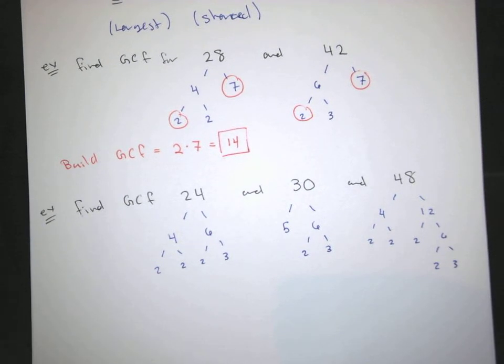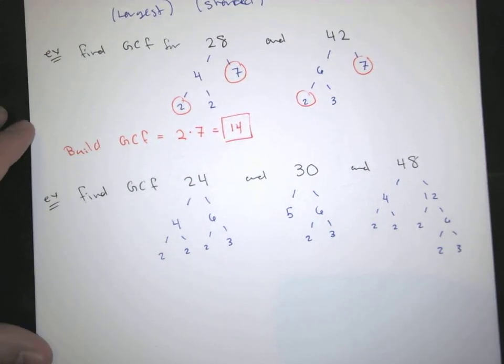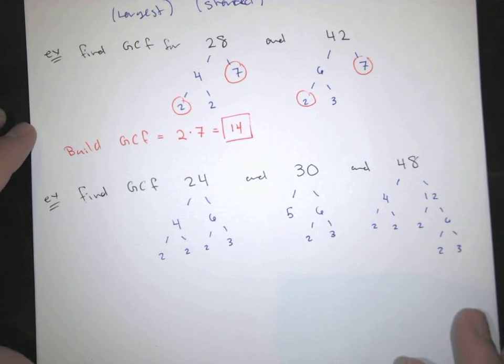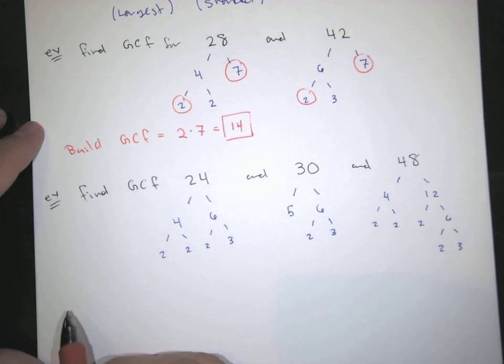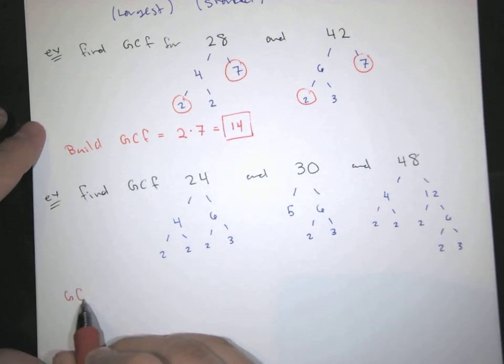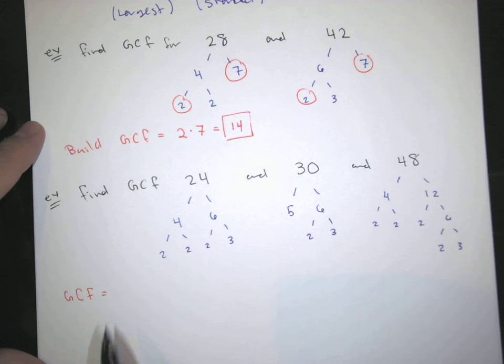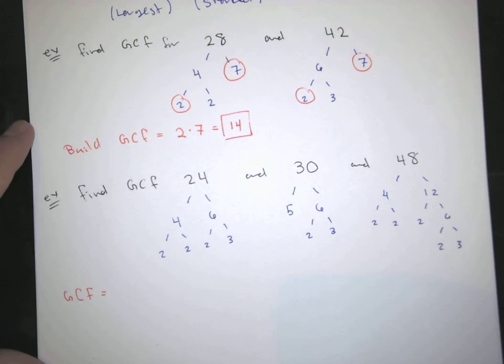Obviously, in this case, as the numbers get a little bit bigger, up to 48, for example, we have more numbers to work with, but we're really limited by the 30 more than anything else. 30 has the fewest factors here. So that's really going to be our limitation. Let's build our GCF. It's not better or worse to have a big or small one. It just is what it is.